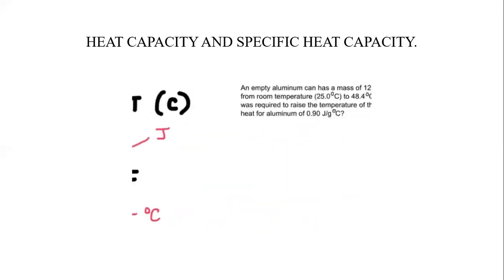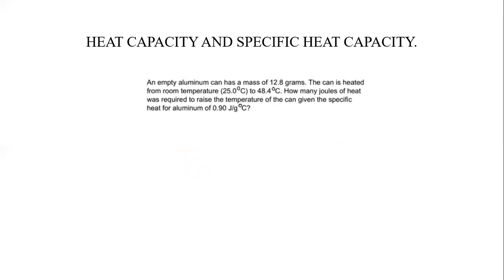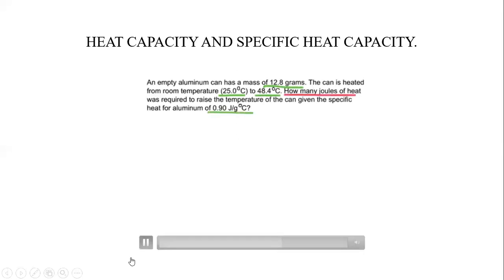So let's try using this equation to solve a problem. Here's the problem that we're going to solve. It says an empty aluminum can has a mass of 12.8 grams, and the can is heated from room temperature of 25 degrees Celsius up to 48.4 degrees Celsius. How many joules of heat were required to raise the temperature of the can, given the specific heat for aluminum is 0.90 joules per gram degree Celsius?